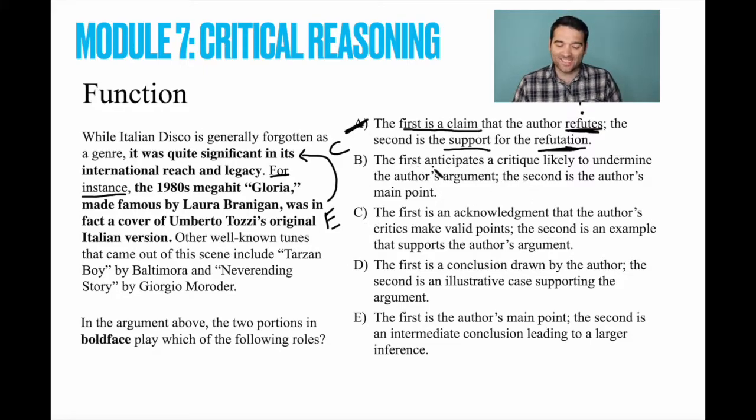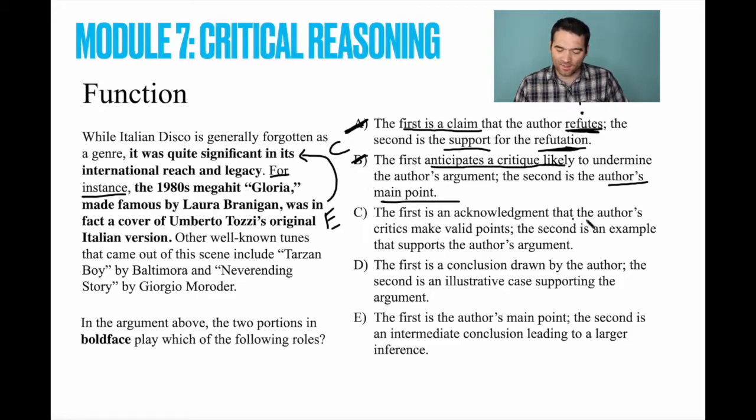B, the first anticipates a critique. What is anticipating a critique? Well, it means looking ahead at what someone might argue against. And we're not really doing that here, but again, we'll read the whole thing. So anticipates a critique likely to undermine the author's argument. And the second is the author's main point. Well, that's out, right? Because the second sentence, as we said, is evidence.